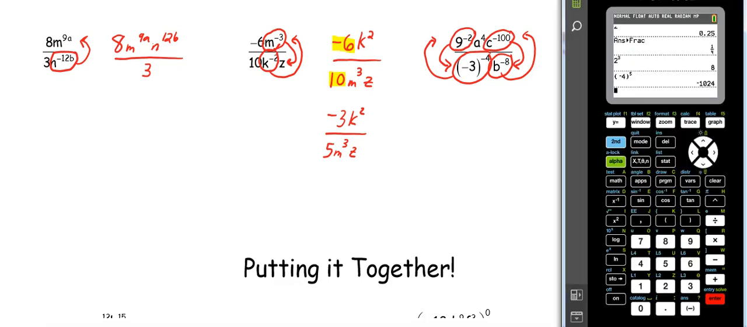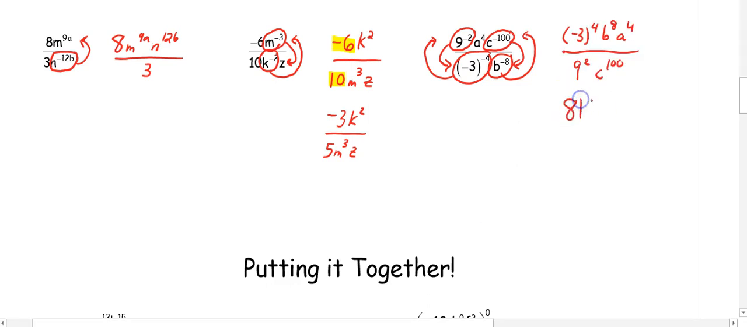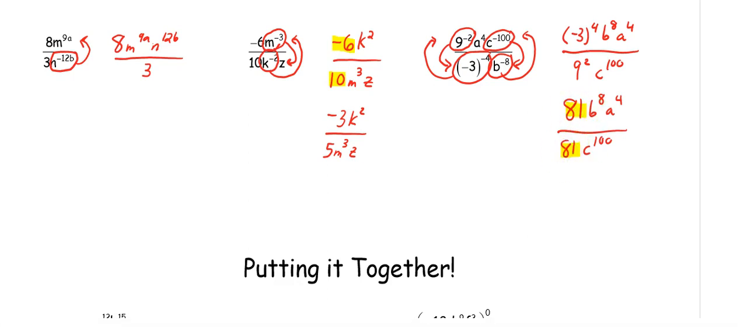So now we can evaluate parentheses negative 3 to the 4th is 81, and 9 squared is also 81. So we get 81, b to the 8th, a to the 4th, all over 81, c to the 100th. Now 81, because it's in the numerator and denominator, those reduce to just 1, so we can rewrite this as just b to the 8th, a to the 4th, over c to the 100th.